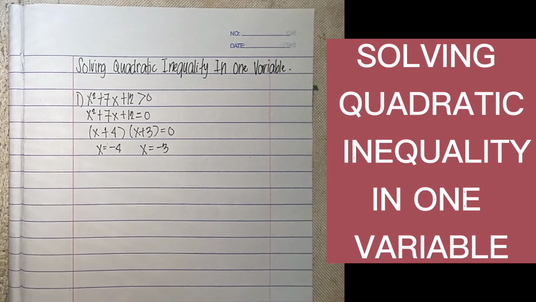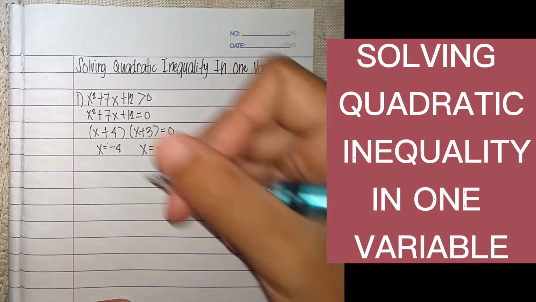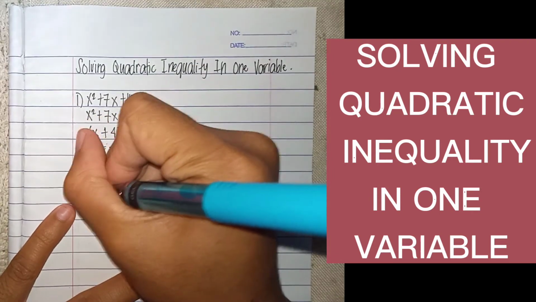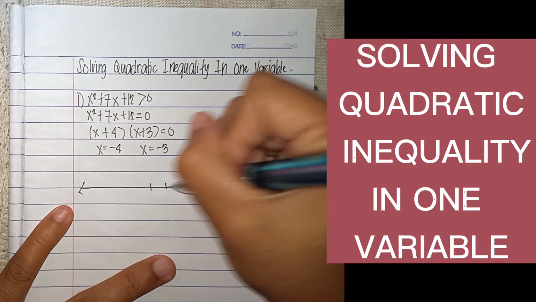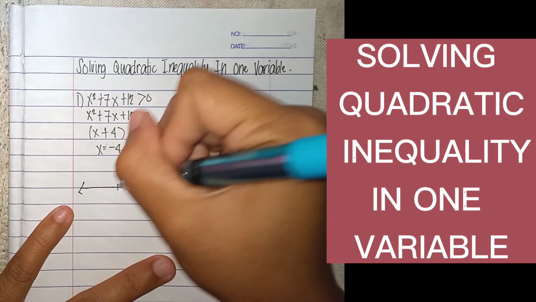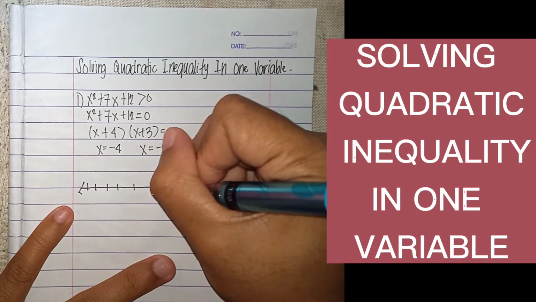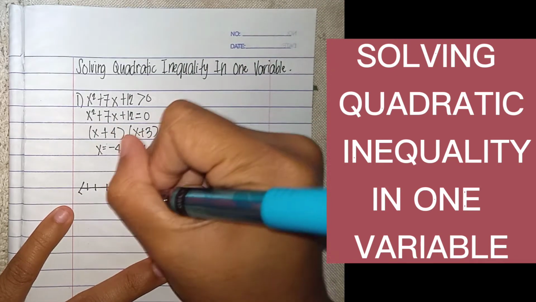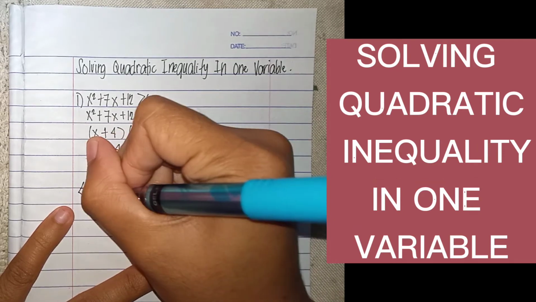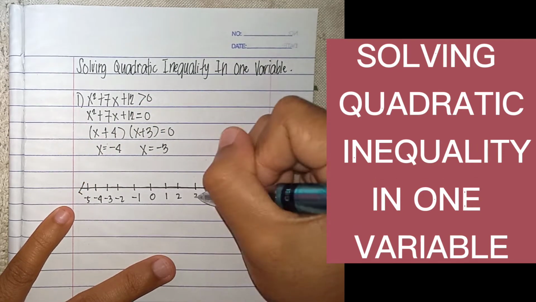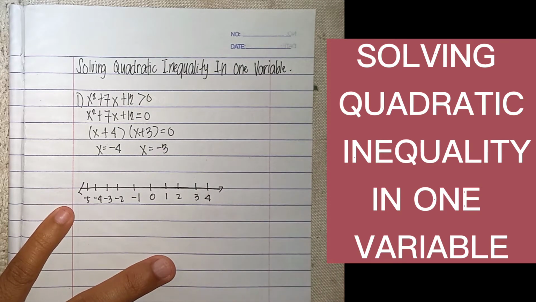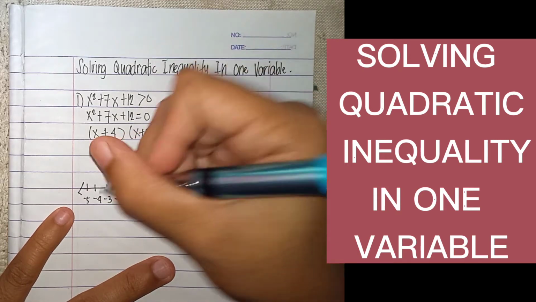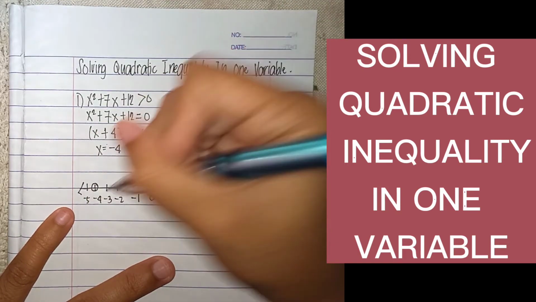Next, we will plot the points corresponding to negative 3 and negative 4 on the number line. So let's make a number line. Zero, negative 1, negative 2, negative 3, negative 4, negative 5, 1, 2, 3, 4. So here is our number line. We'll plot negative 4 and negative 3 on the number line.